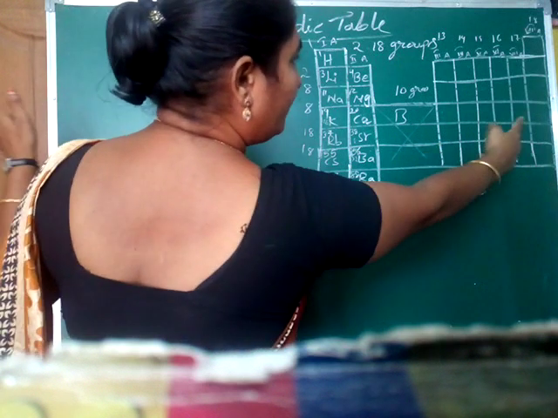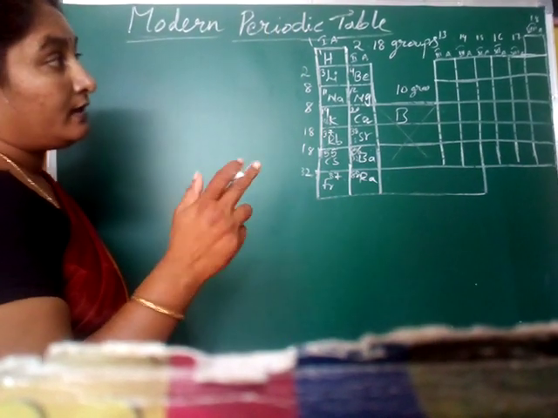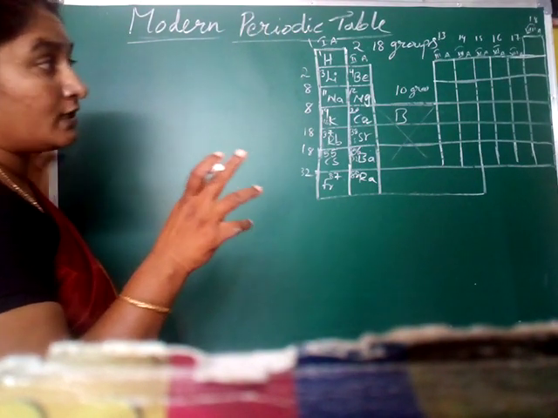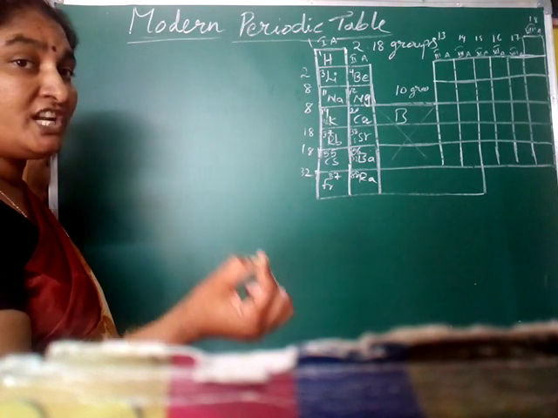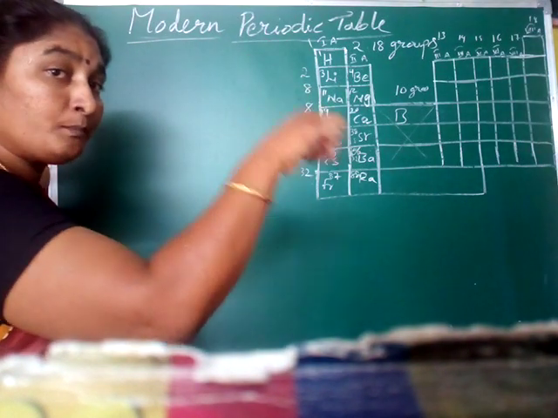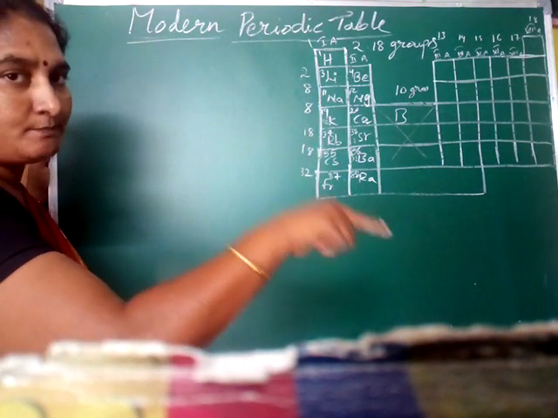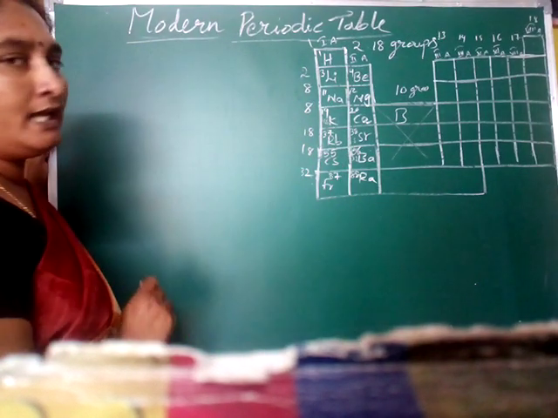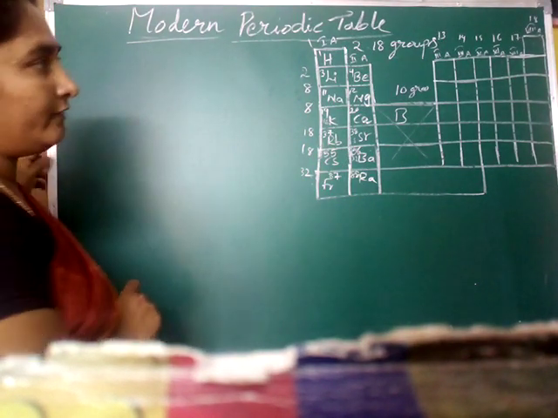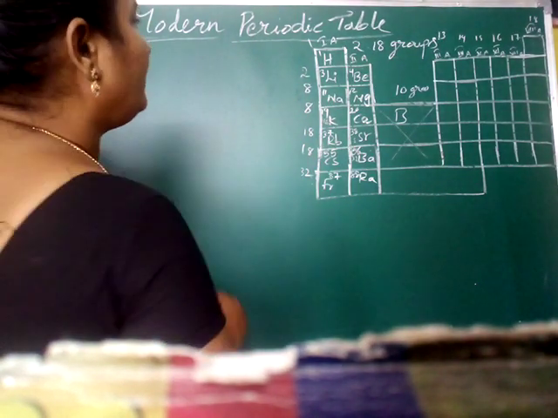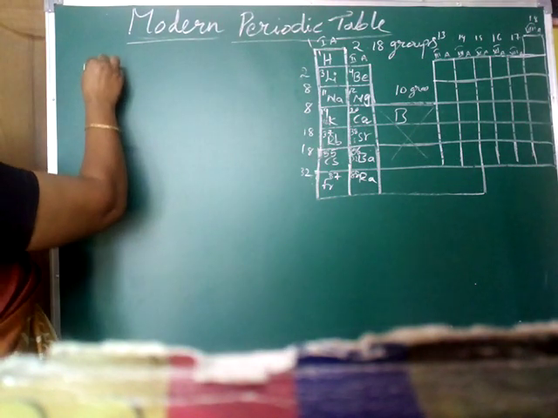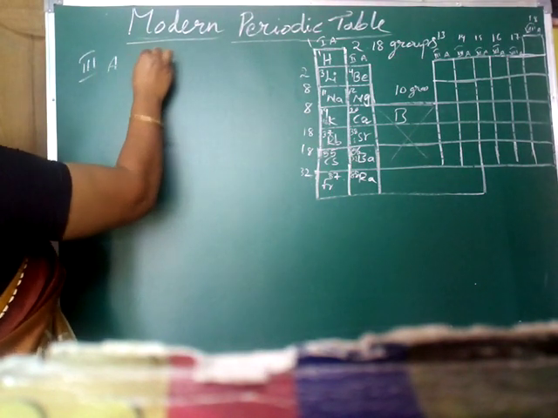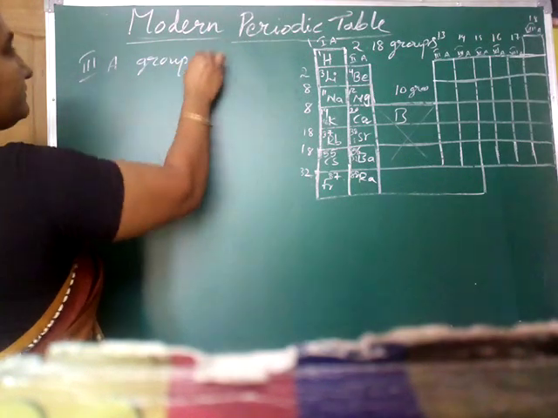Third A group to 8th A group. Why are those called P block elements? That differentiating electron will enter into the P orbital or P subshell. That's why those are called the P block elements. Okay, already we discussed that. Now you come to third A group elements.